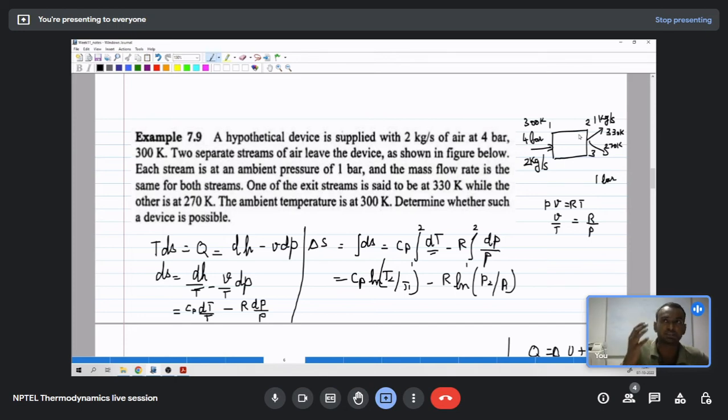Like, if the system is undergoing negative entropy change, then that means the universe should be having positive entropy change. In this system, there is no change in the ambient. It's only some air going in and the same air going out after some process with some temperature change. So looking at the entropies of these 3 points and the change in entropy of stream 2 and stream 3 when compared to 1, we can say if such a device is possible.